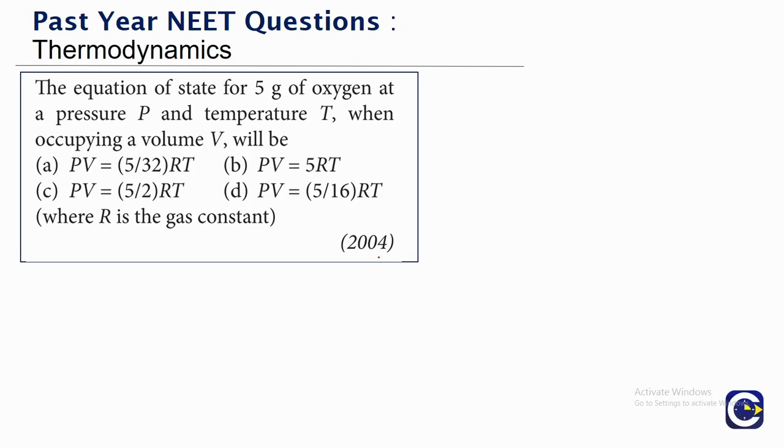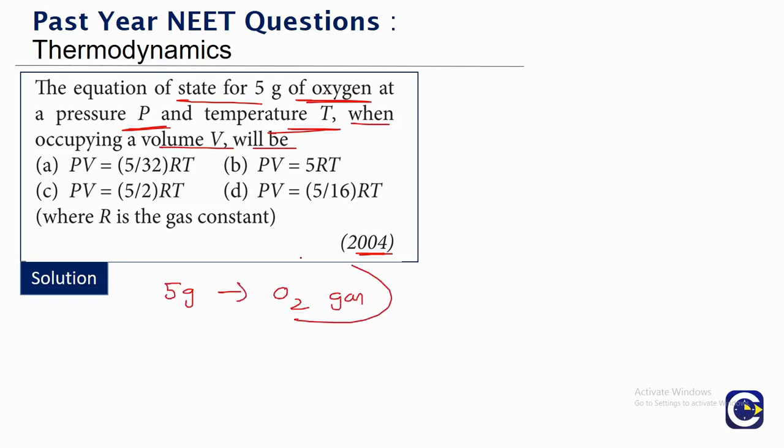This is a question that has come in 2004. The equation of state is a rather very straightforward question. The equation of state for 5 grams of oxygen at a pressure P and temperature T, when the occupying volume is V. See, 5 grams of oxygen means what? We are talking about the oxygen gas, which is O2. So here 5 grams means what is the number of moles: given mass by the molar mass of the oxygen gas, which is 32 grams. So the number of moles will be 5 by 32.